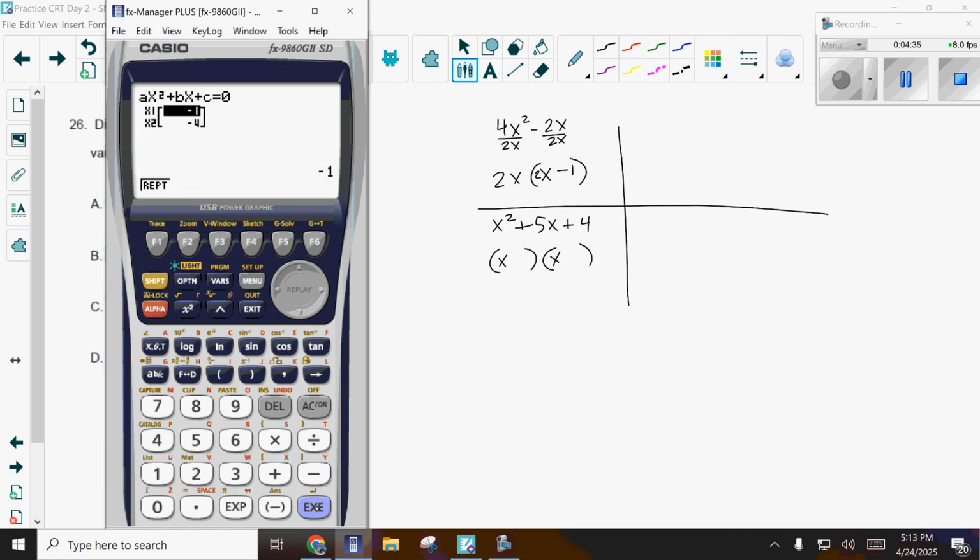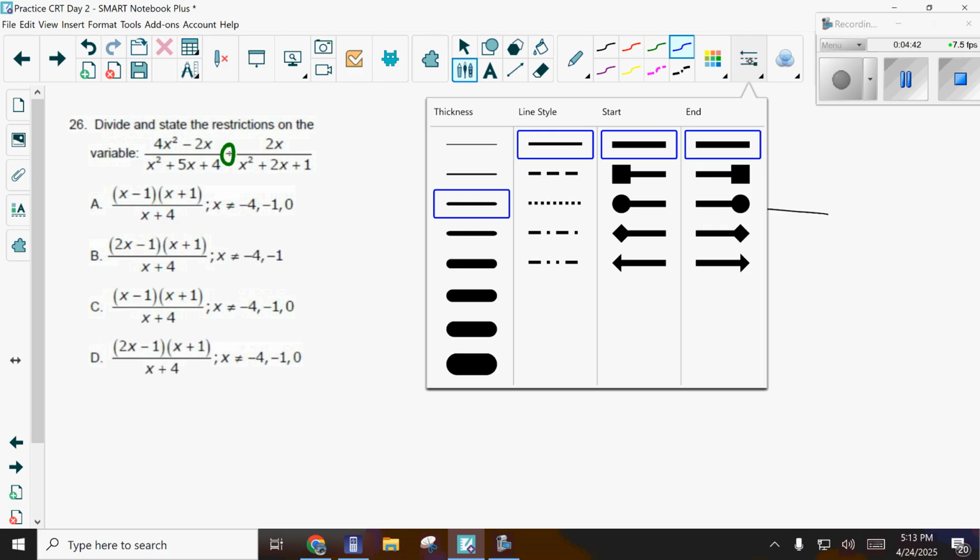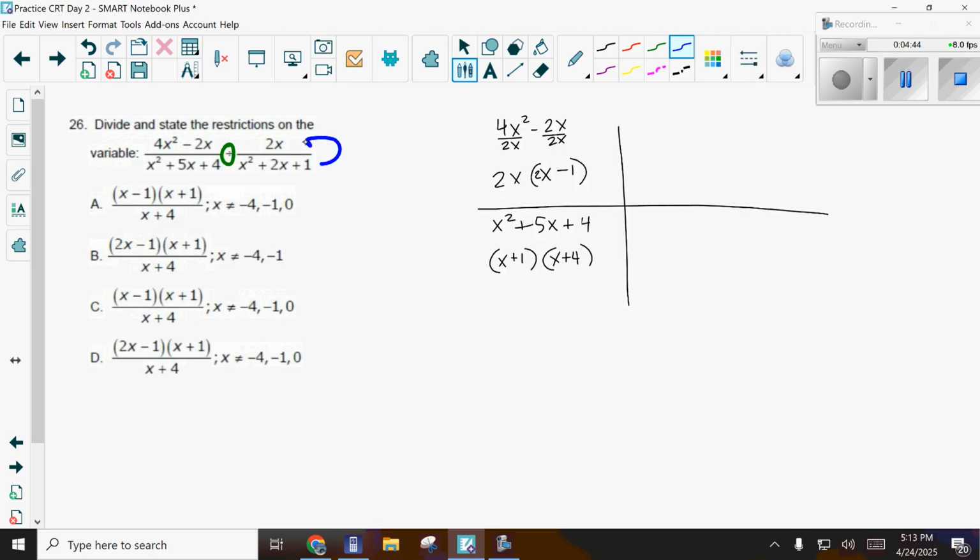So the solver says minus 1 and minus 4, so we're going to put plus 1 and plus 4. Now here's where you need to be careful. These two need to switch places. So I'm going to put 2x down here at the bottom, since that one can't really be factored anyways. And then the other one is x squared plus 2x plus 1.